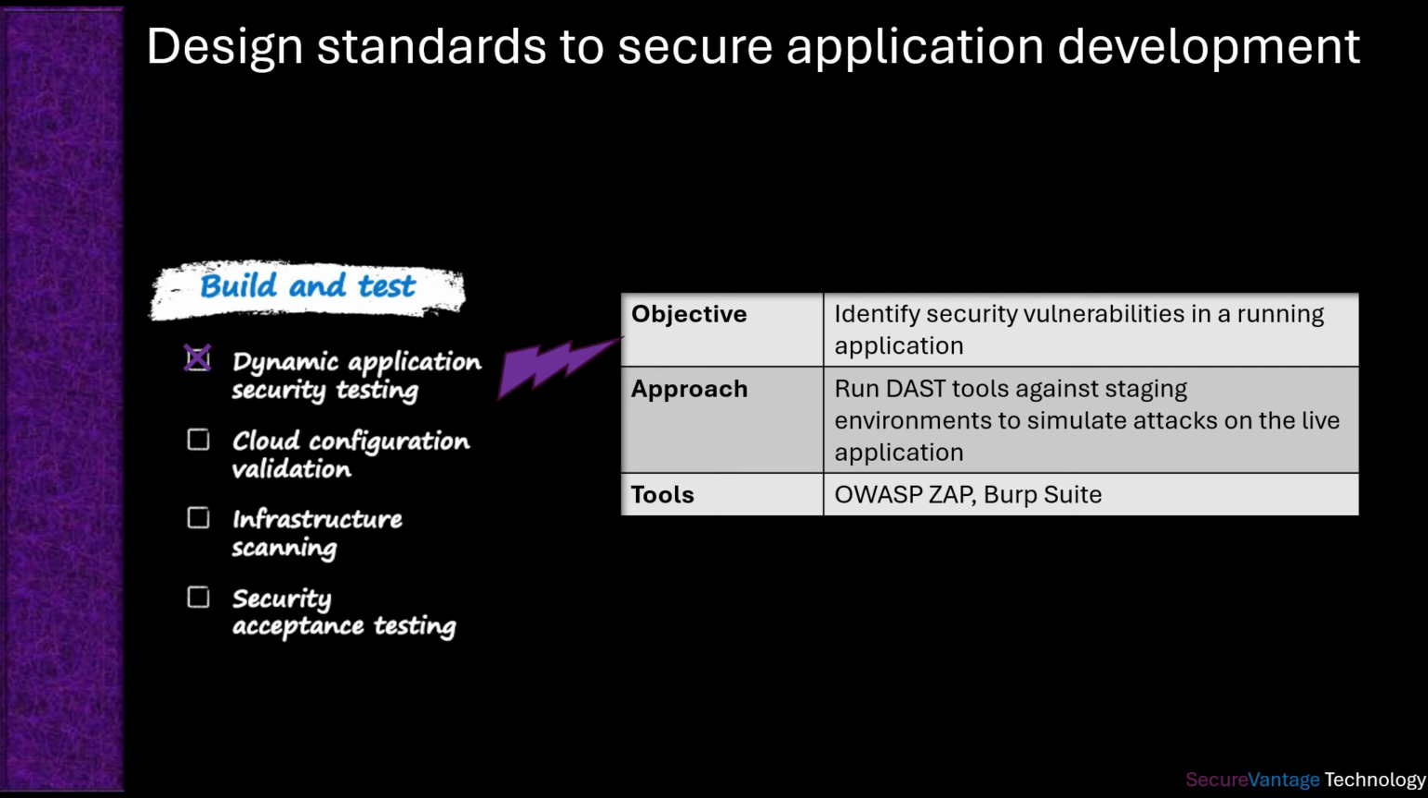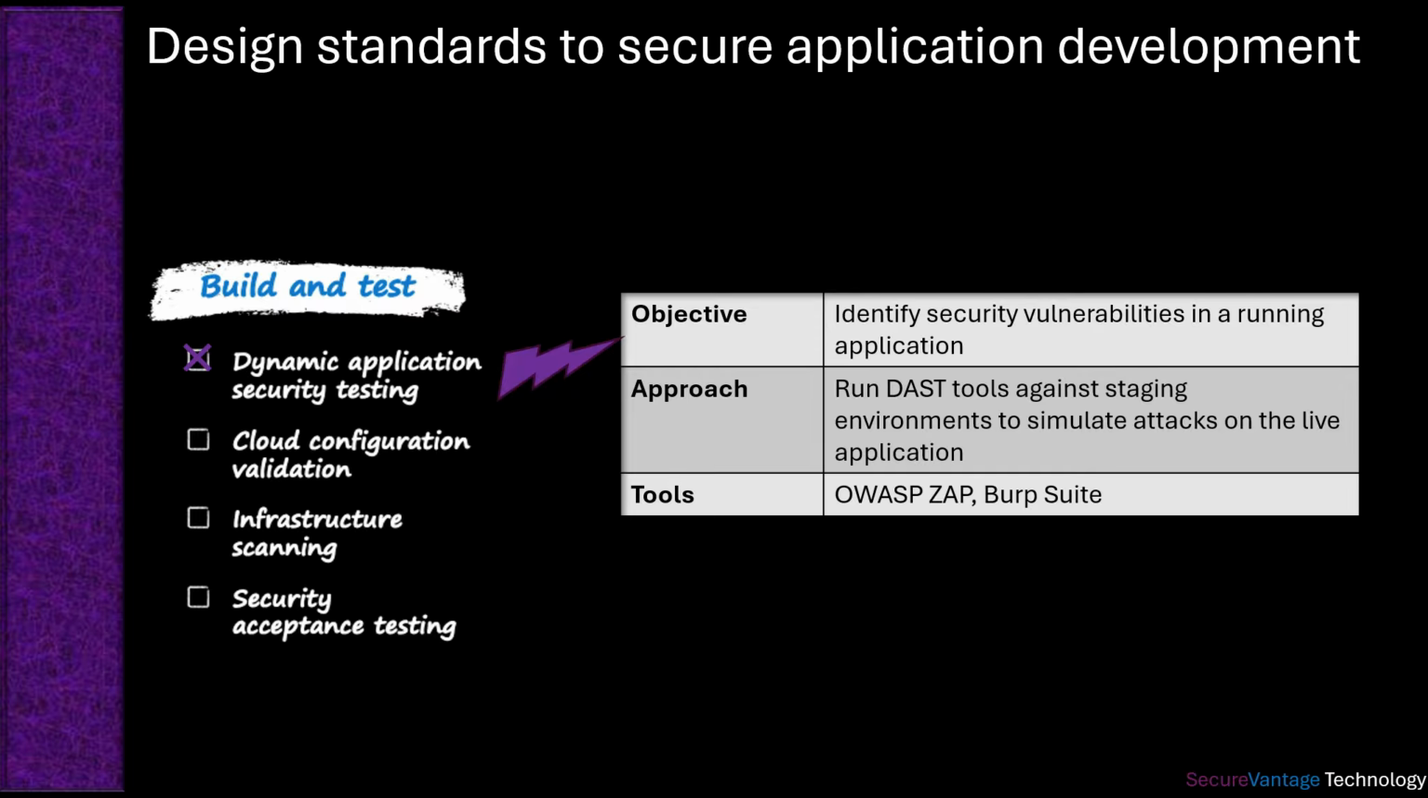The objective of dynamic application security testing is to identify security vulnerabilities in a running application. You as a cybersecurity architect ensure that the development team is using the DAST tool in the staging environment to simulate attacks on the live application.